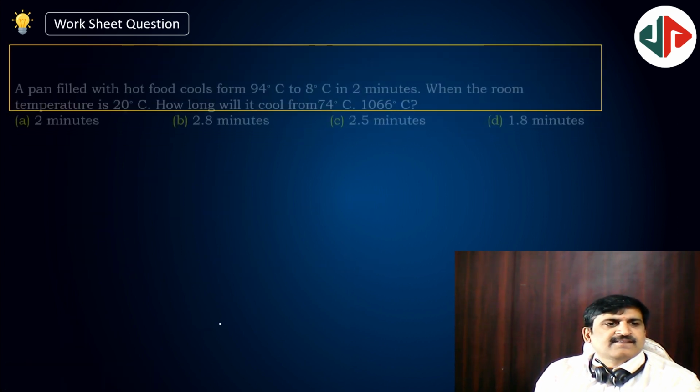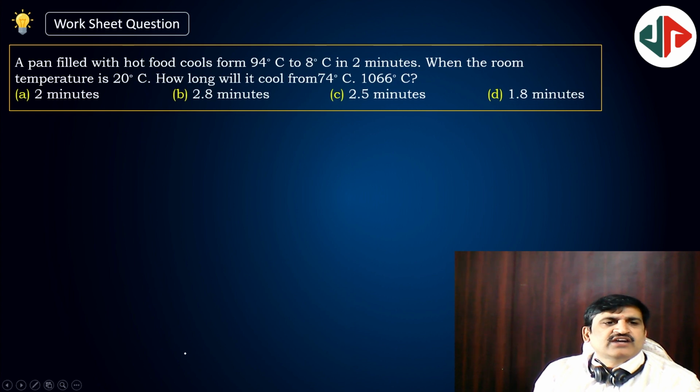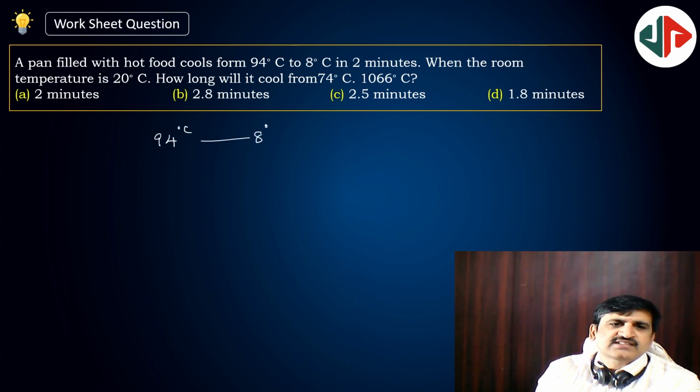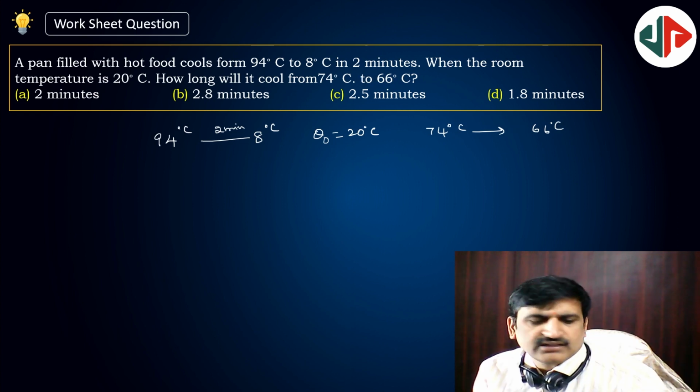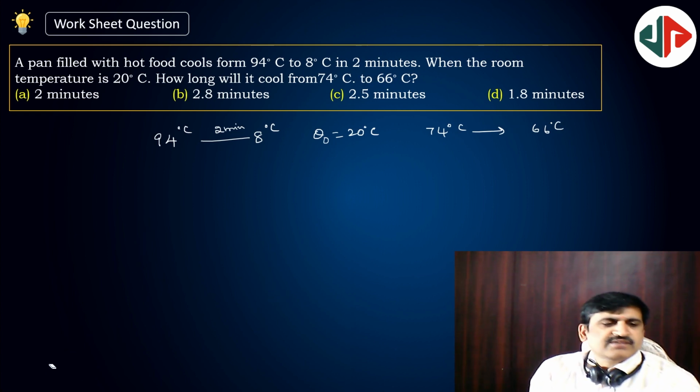Yes, next. A pan filled with hot food cools from 94 degrees Celsius to 8 degrees Celsius in 2 minutes, when the room temperature is 20 degrees Celsius, theta naught equal to 20 degrees Celsius. How long will it take to cool from 74 degrees Celsius to 10.66, I think it is 10.66 degrees Celsius or 10.6? Let us write the same expression. I changed the necessary things. Now the same expression we can use.